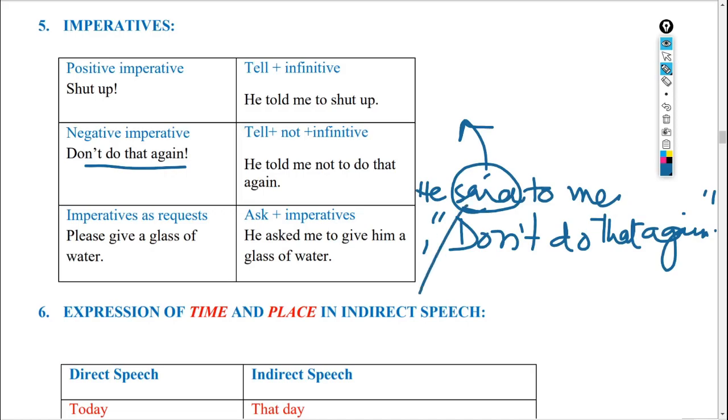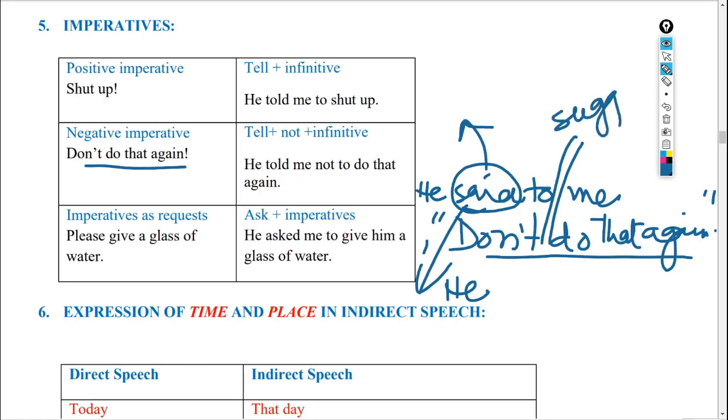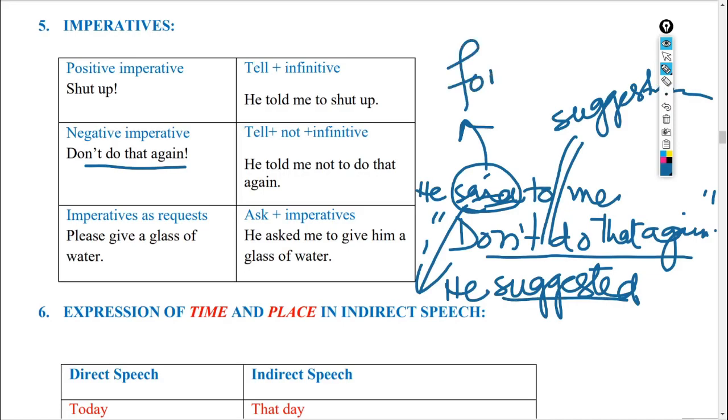So here, my dear children, we will be changing this reporting verb. He will remain he, and said to, you see, do not do that again. What is the sense implied here? According to the sense that is implied, you will have to change it. So it may be a suggestion. Therefore, in place of said to, you can write suggested, S-U-G-G-E-S-T-E-D. And forbid, F-O-R-B-I-D, is also another optional sense.